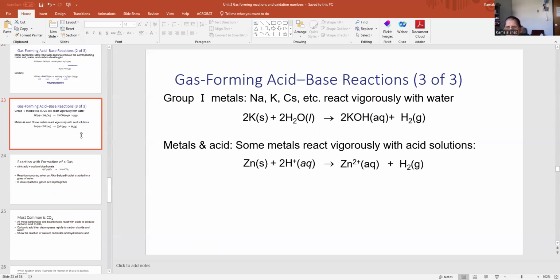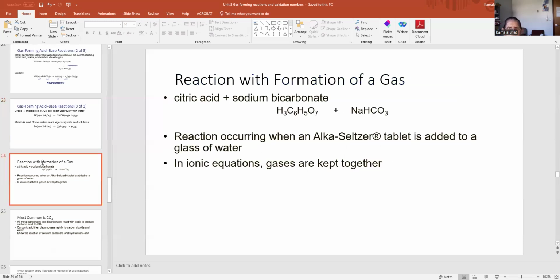Metals like sodium, potassium, cesium, etc., that are in the same group, react very vigorously with water. And therefore, they are usually kept under kerosene. Metals and acids: some metals will react vigorously with acid solutions, others take some time or need warming.